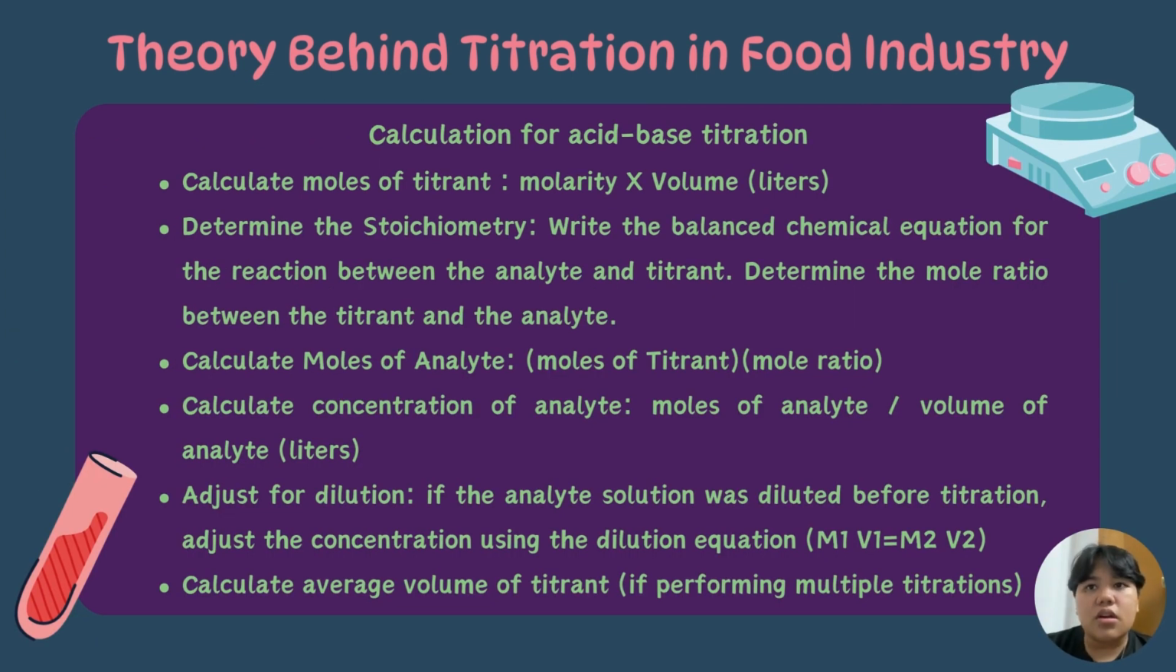So moving on with the calculation for acid-base titration. First, we need to calculate the moles of the titrant, which is the molarity multiplied by the volume in liters. Next is to determine the stoichiometry. We need to write the balanced chemical equation for the reaction between the analyte and the titrant, and also determine the mole ratio between the titrant and the analyte.